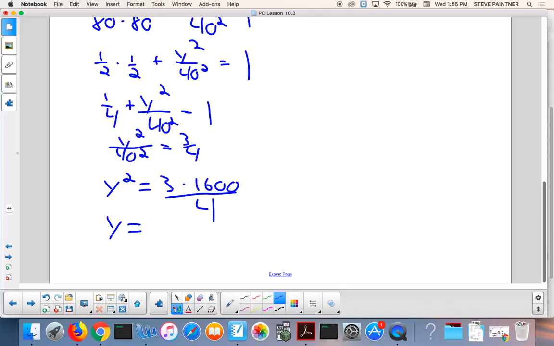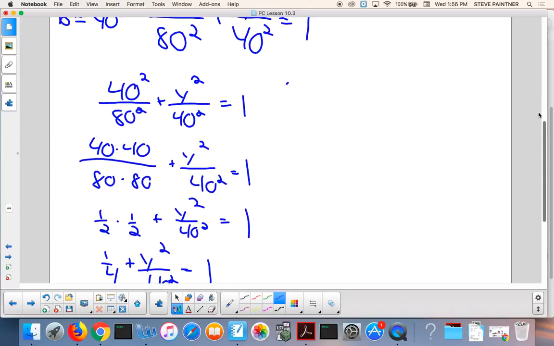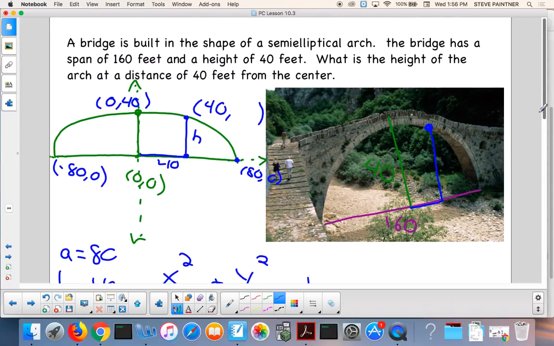Something for a y value. What was that? 20 root 3. If you do this, or just use your calculator, 34.64. So your y value is 34.64. You go back up to your top. That's your height right here, 34.64. Those are units.